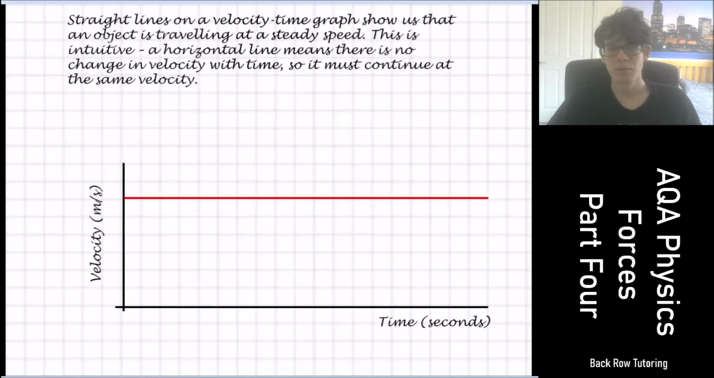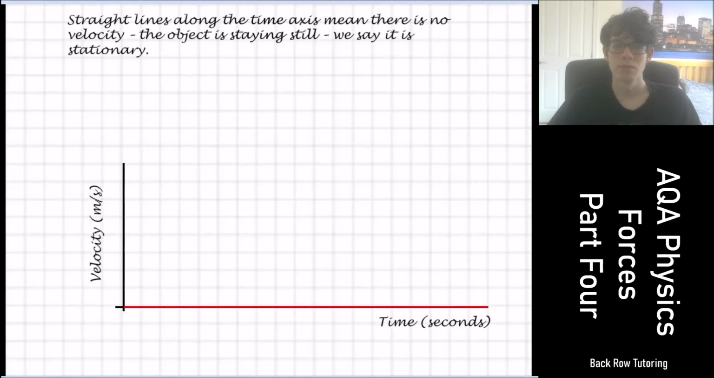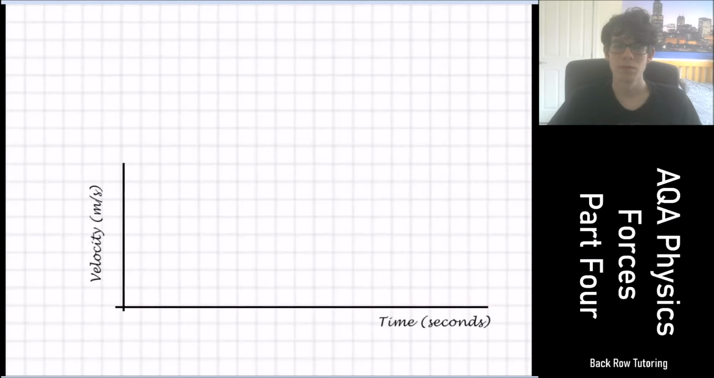Straight lines on velocity time graphs show us that an object is travelling at a steady speed. This is intuitive. A horizontal line means there is no change in velocity with time, so it must continue at the same velocity. Straight lines along the time axis mean there is no velocity. The object is staying still. We say it is stationary.